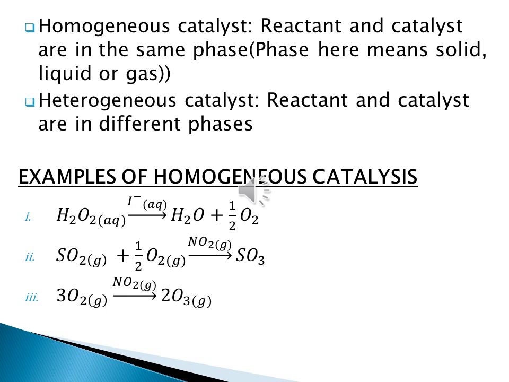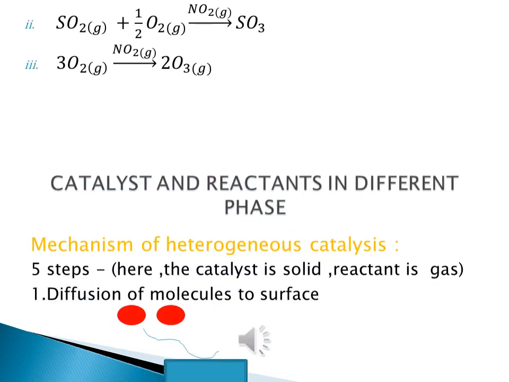So H2O2 is also aqueous. I- is also aqueous in the first example. In the second example, sulfur dioxide is also a gas. Oxygen is a gas. NO2 is a gas. Third reaction, oxygen is a gas, NO2 is a gas. So they are all, the reactant as well as the catalyst are in the same phase. So you can take these as examples for homogeneous catalysis.